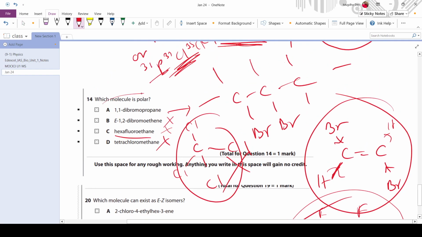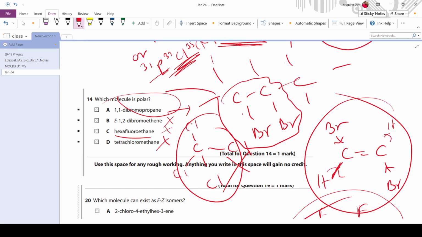The only correct answer is A, and it makes sense because if you see these two, the dipoles will remain, although the others will cancel out each other, but these two will remain because it's asymmetrical. As a result, the whole molecule becomes polar. Okay, I hope you understood.